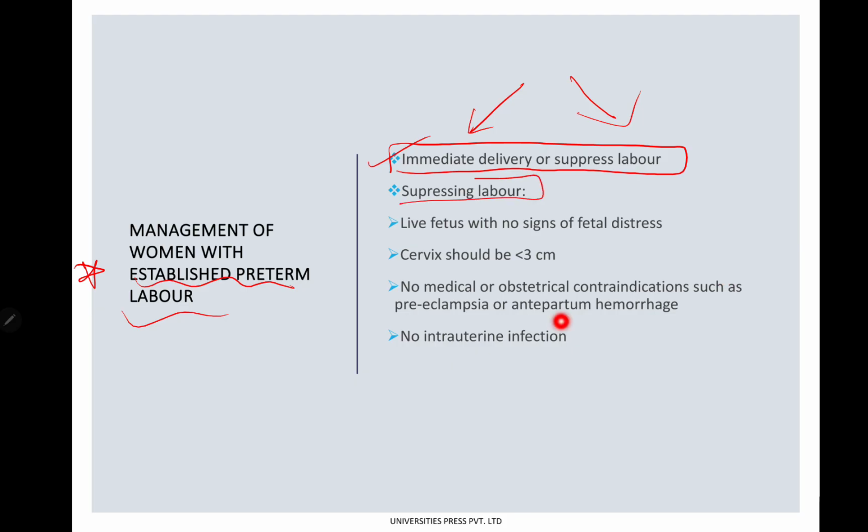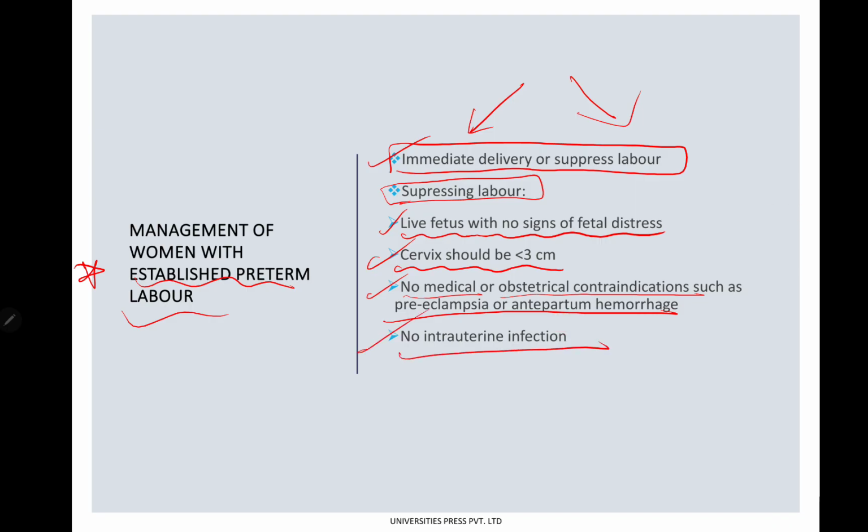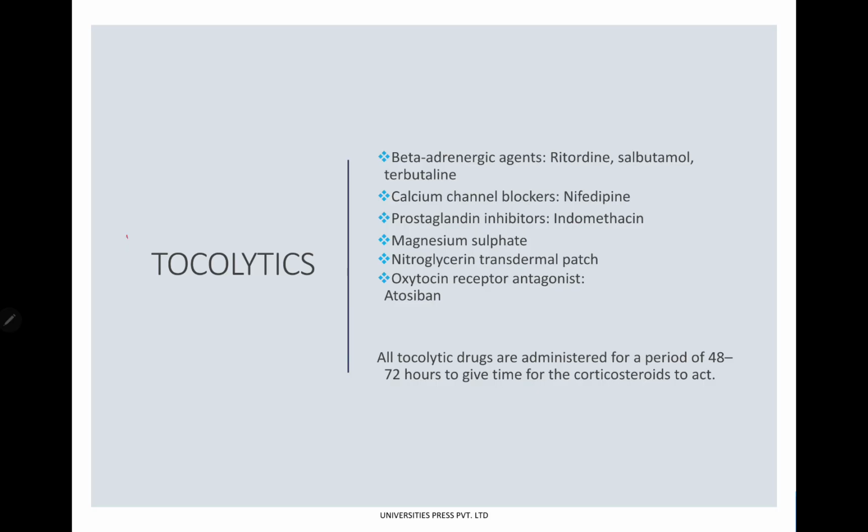Now suppressing labor. When can I suppress labor? If there is a live fetus with no signs of fetal distress, I can go for this option. A very important criterion: the cervix should be less than 3 cm. No medical or obstetrical contraindication such as preeclampsia or antepartum hemorrhage. No intrauterine infection. Then administering tocolytics is very, very important.